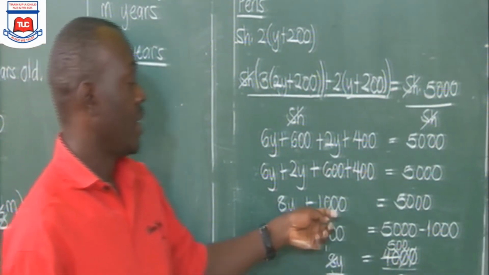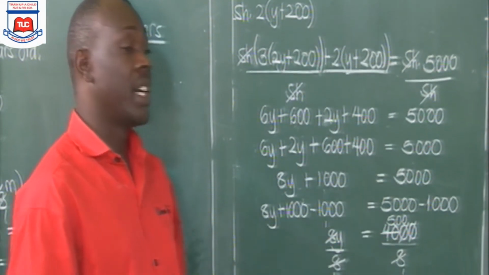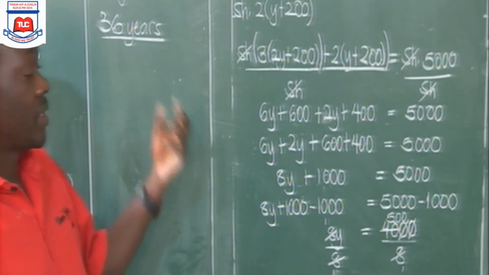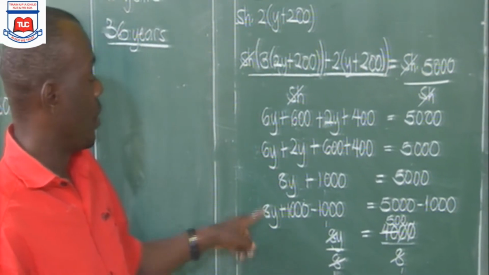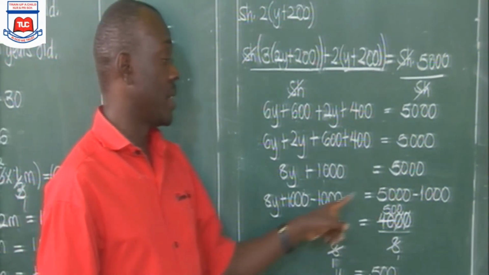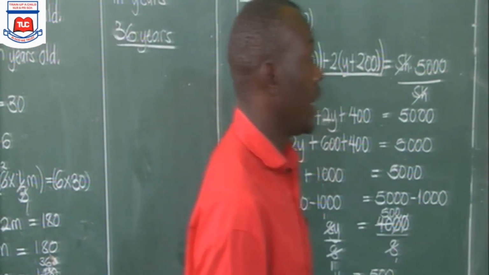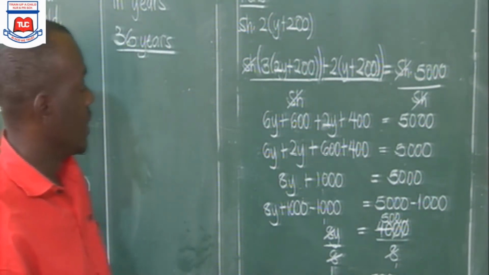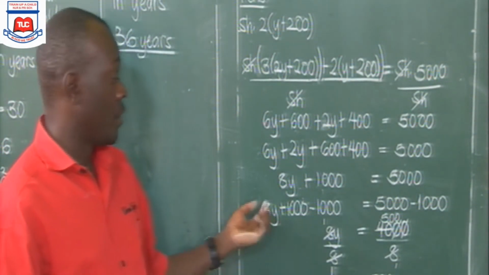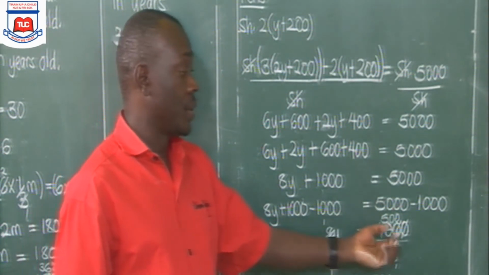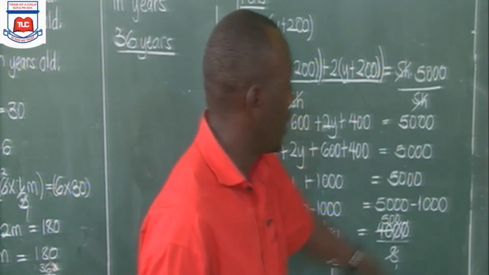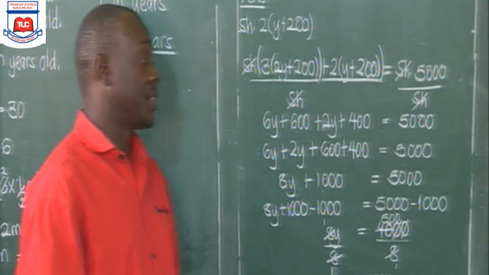Let's take the positive 1,000 to the other side to become a negative. Hence you're going to subtract 1,000 from either side. We've got 8y plus 1,000 minus 1,000 is equal to 5,000 minus 1,000. 1,000 minus 1,000 is 0. We've got 8y, which is equal to the difference between 5,000 and 1,000, which is 4,000.